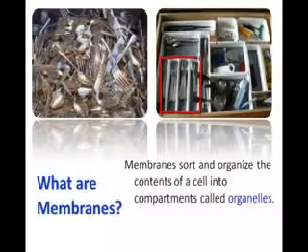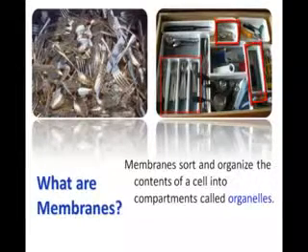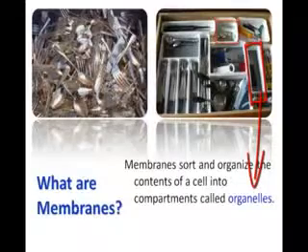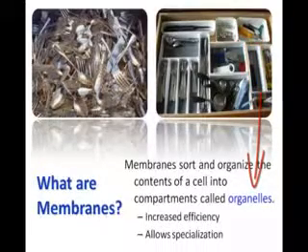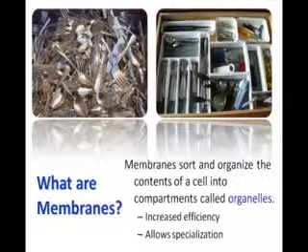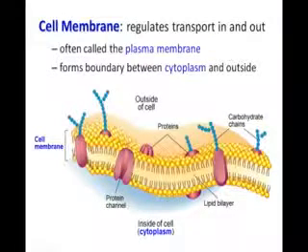In fact, much like the dividers in that drawer, membranes sort and organize the contents of a cell into compartments, which we call organelles. The result of this is that now the organelle has a higher efficiency, and that organelle now can become specialized. As a result, the cell becomes more efficient and it becomes more specialized.